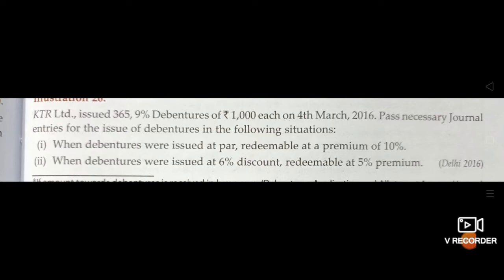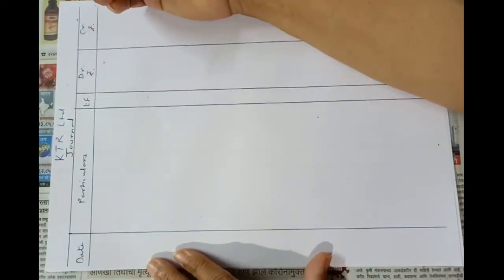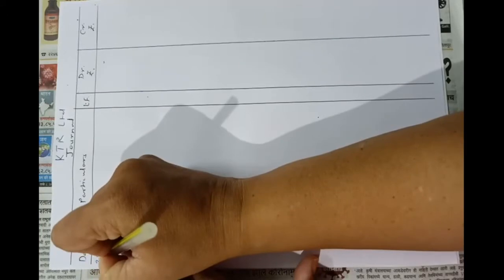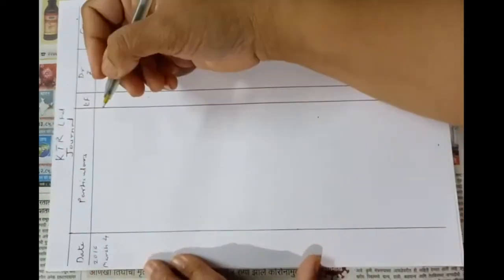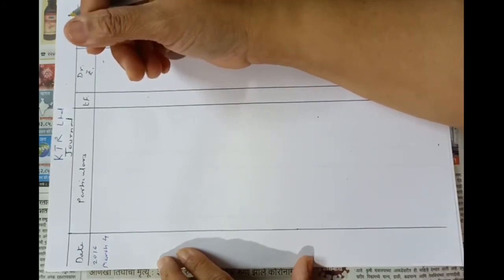Okay, so let's solve now this problem. Let's pass the journal entries in the books of KTR Limited. See the problem. In the problem they told us that KTR Limited issued 365 9% debentures at rupees 1000 each on 4th March. So date of first entry will be 4th March 2016, March 4. Okay, they have issued 365 debentures. Two conditions for issue are given as under.